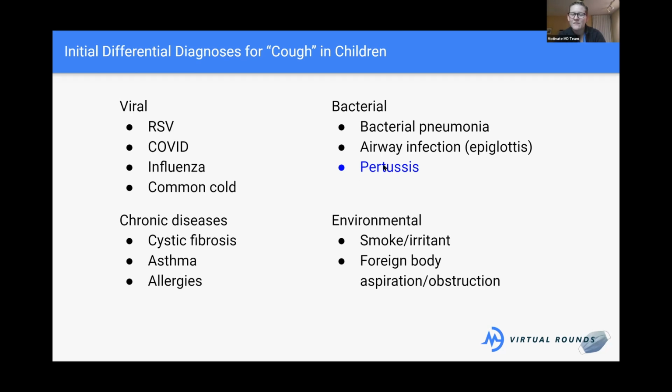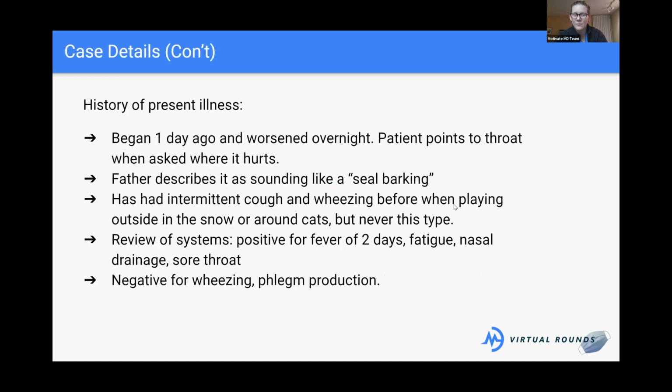Andrew said whooping cough, exactly. Yeah, I was going to say that, whooping cough. That's just the bacterial name. And again, that's something that we would for sure not want to miss, because pertussis can be pretty serious. Anything on this list is serious, but these bacterial ones especially can really be nasty. So going more into our case, this is the history of present illness.